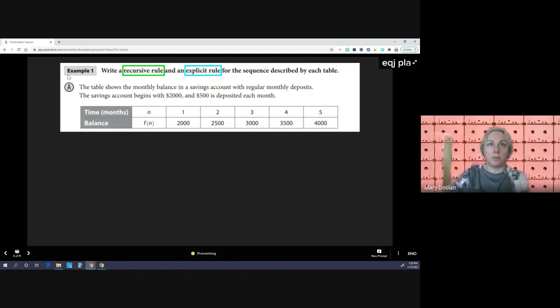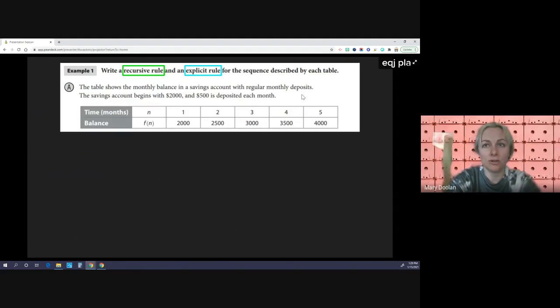So here's an example of that. We are going to see how we can write a recursive rule and an explicit rule for the sequence described by each table. Well, there's only one table. This is one example. The table shows the monthly balance in a savings account with regular monthly deposits. The savings account begins with $2,000 and $500 is deposited each month.